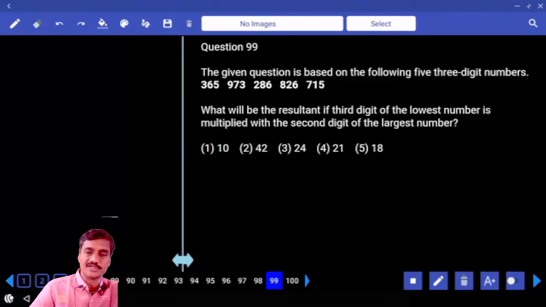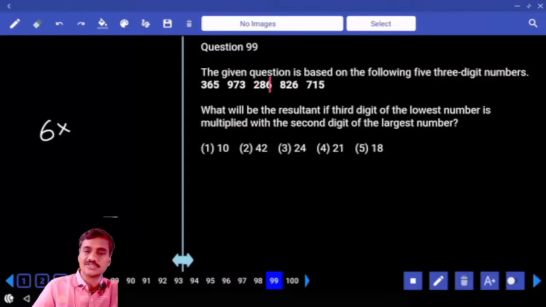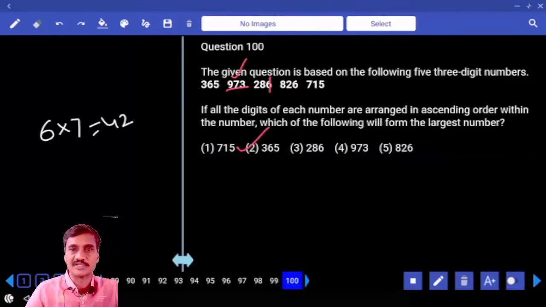Then next one, 99. What will be the resultant if the third digit of the lowest number is multiplied with the second digit of the largest number? What is the lowest number we have? 286. What is the third digit we have? 6. Largest number is 970. Second digit is what? 7. Now 6 into 7 is how much? 42. 42, that is choice 2, question number 99.